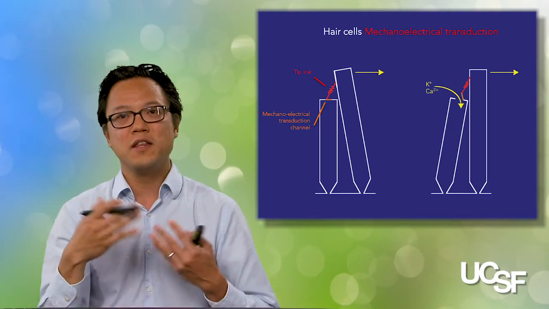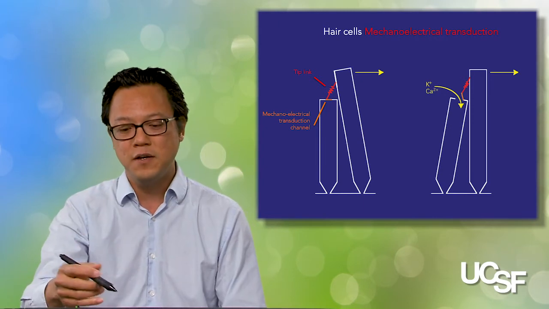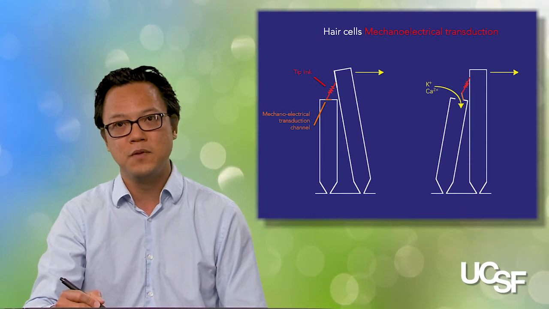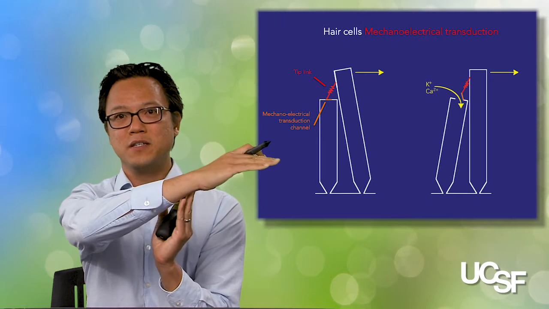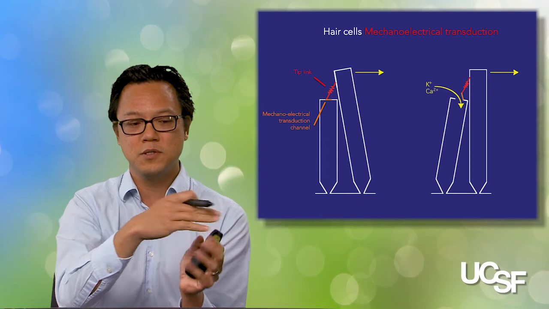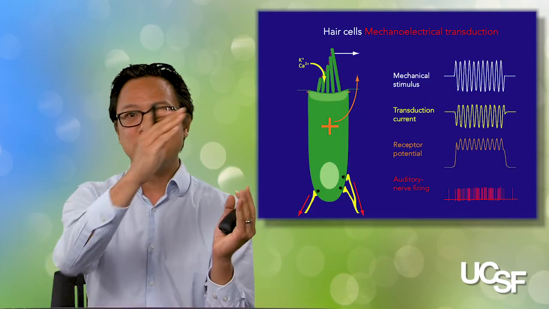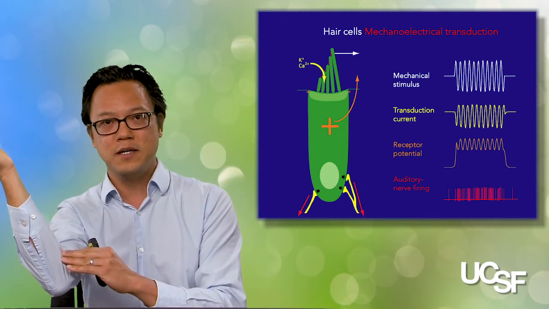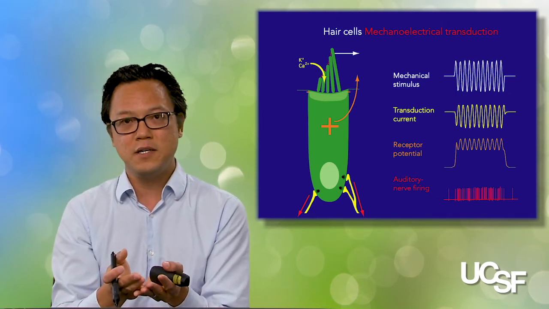This channel is broadly permeant to many cations, and because there's a lot of potassium in the endolymph, it's primarily potassium with some calcium that enters into the hair cell. When the stereocilia are then vibrated back in the other direction, the tip link relaxes and the mechanoelectrical transduction channel closes. So in this way, when the hair bundle is stimulated towards the taller row of stereocilia, you have an entry of ions into the hair cell.